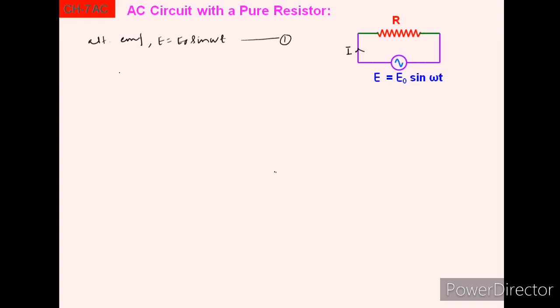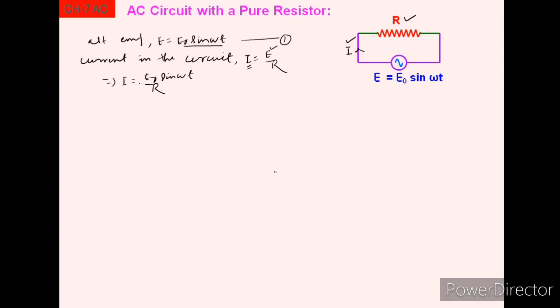Then the current in the circuit, I, can be given as, because we know the formula I is equal to E by R, so the resistance is R and current flowing is I. This can be written as I is equal to, in place of E put the value of E there, so it is E naught sin omega t divided by R.